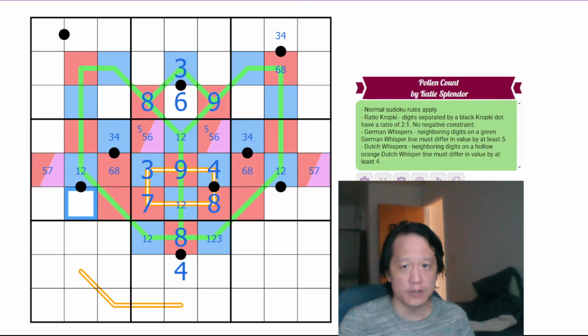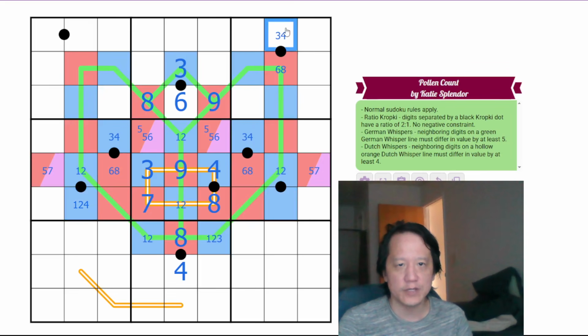1 and 2 can be in a 1 to 2 ratio with 1, 2, or 4 here. So this is guaranteed to be low here. Same with this. This is low, and this is low.